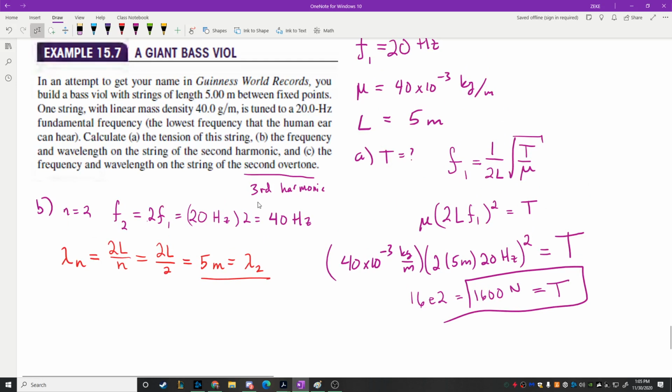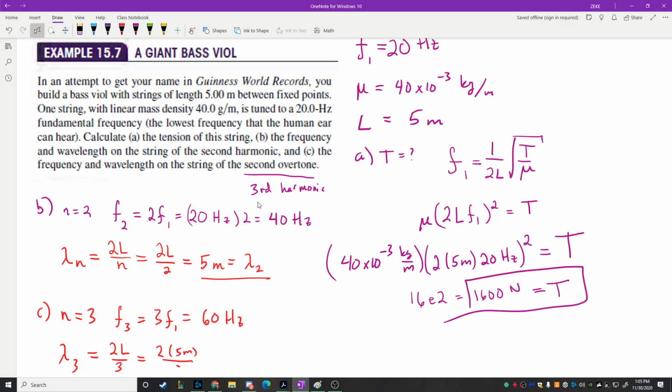Part C, we want to find the frequency and wavelength of the second overtone. The second overtone is basically just n equal to 3. So f sub 3 is going to be 3 times the fundamental frequency. So that's going to be 60 hertz. And then lambda 3 is 2L divided by 3. So that's going to be 2 times 5 meters divided by 3. So this is 10 over 3, or 3.33 meters.